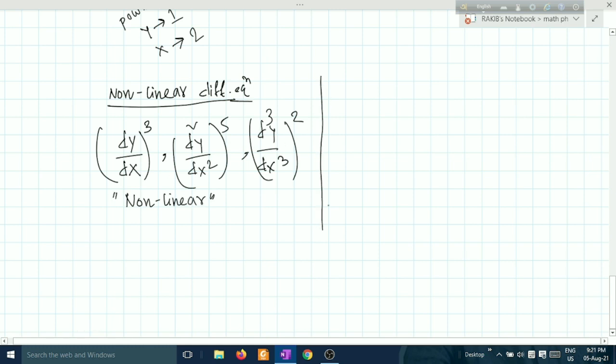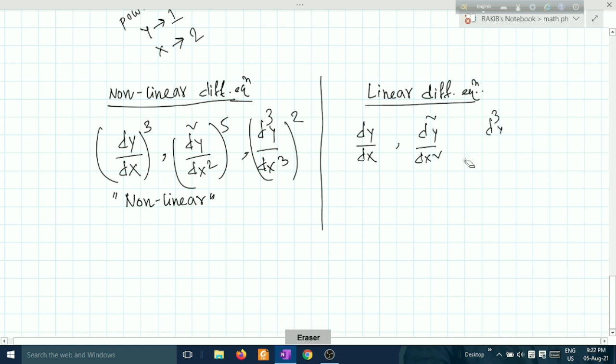So in the case of a linear differential equation, let me write, the equation has to contain terms like these: dy by dx, d2y by dx2, d3y by dx3. As these terms do not contain any power, this will be called a linear differential equation.